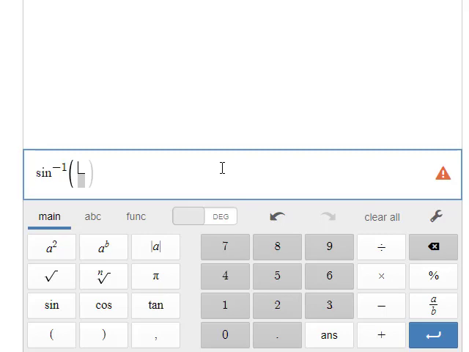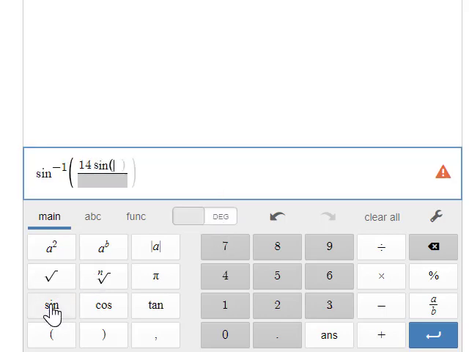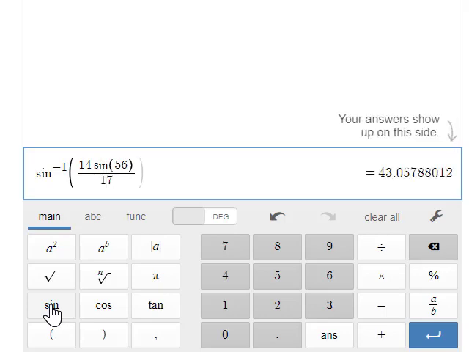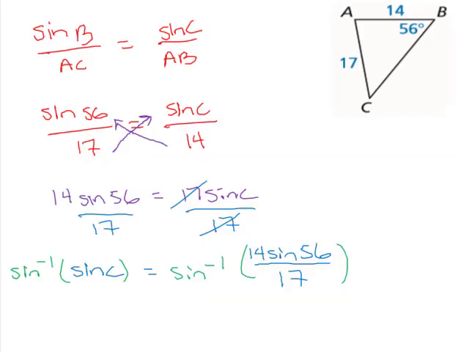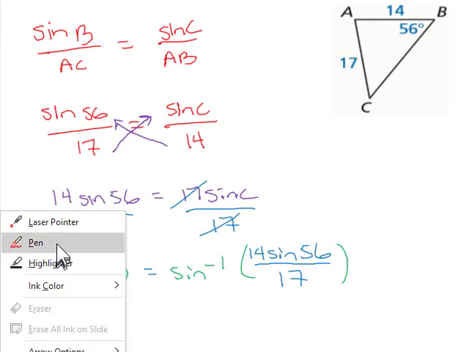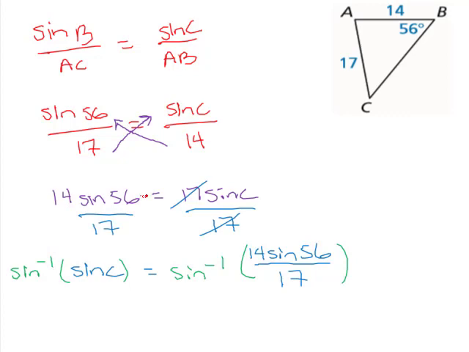So now in the numerator we have 14 sine 56 degrees. Close the parentheses if we want. And then all over 17. That gives us approximately 43 degrees. So since we have that, we can go back here and type that in. The measure of angle C, and remember we're approximating, is about 43 degrees.